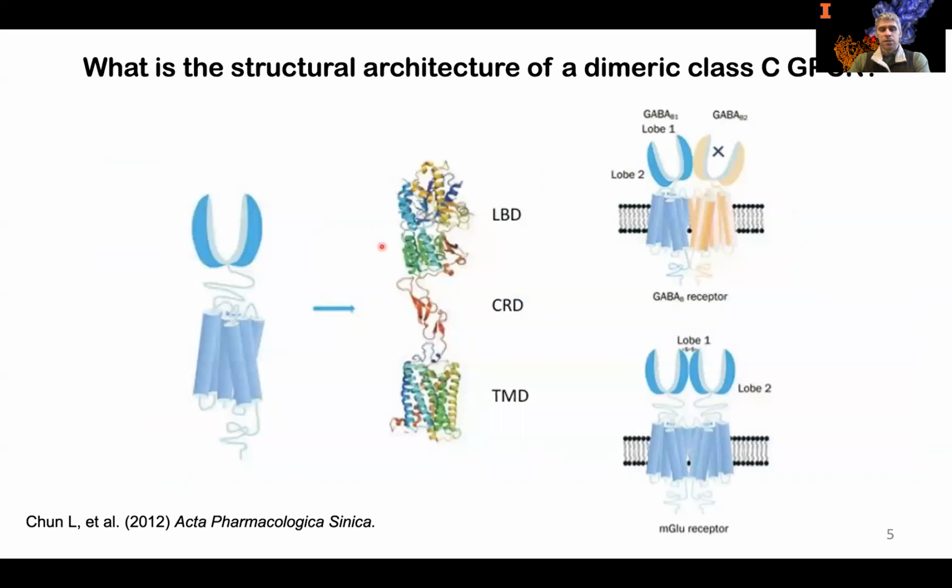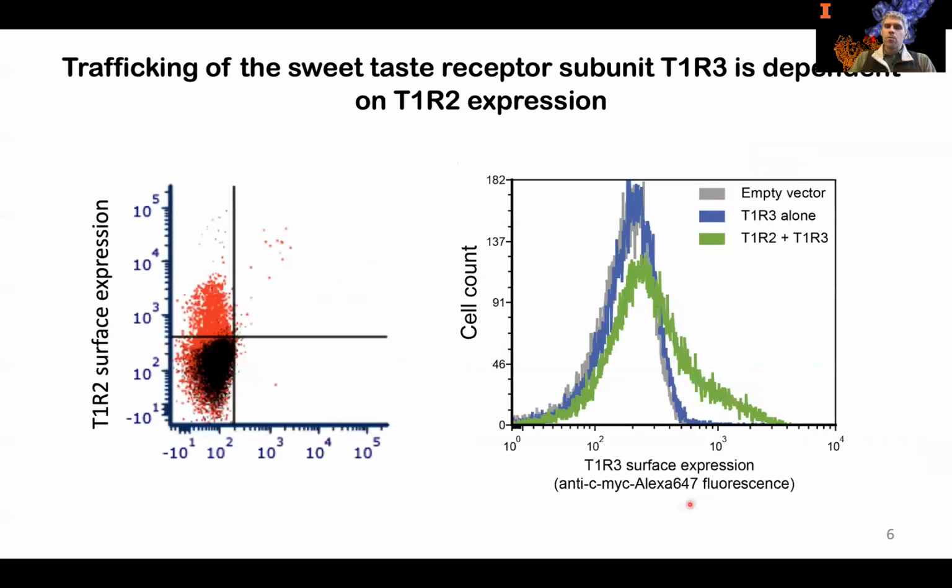When we started this project, at the time, only crystal structures had been solved for the isolated domains: the ligand binding domain, the spacer domain, and the transmembrane domains. But how these domains came together in a heterodimeric or homodimeric architecture was unknown. So we were working on the sweet taste receptor. It's a heterodimer of two subunits, T1R2 and T1R3.